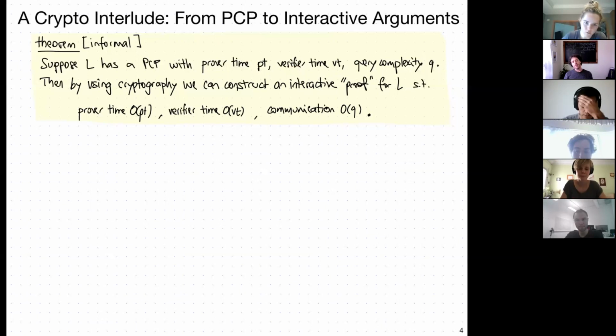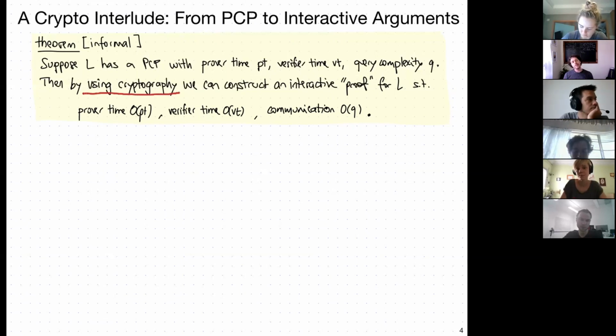Now, can anyone tell me why I kept putting "proof" in quotes whenever I said proof, and why isn't that a proper interactive proof? I think we're not going to have soundness, so only computational soundness.